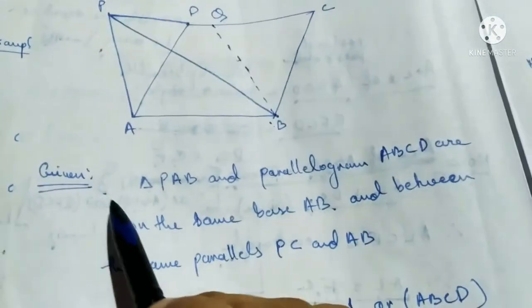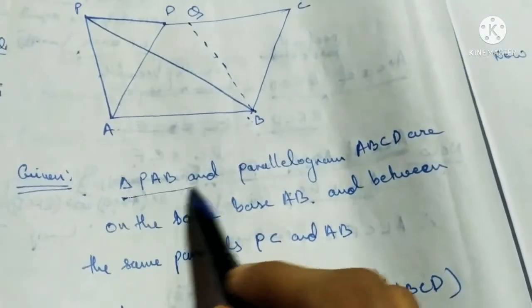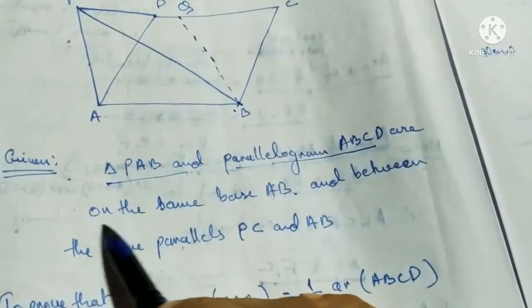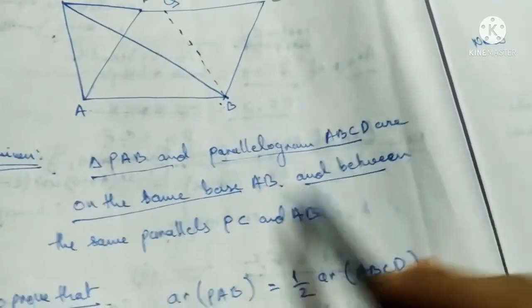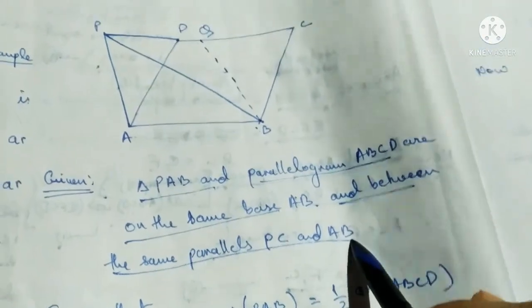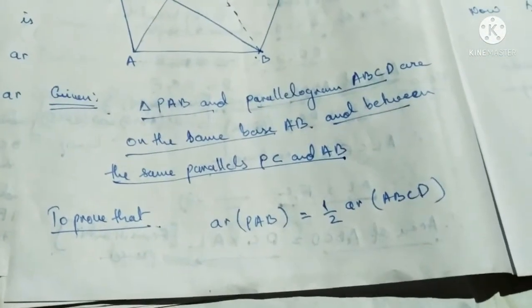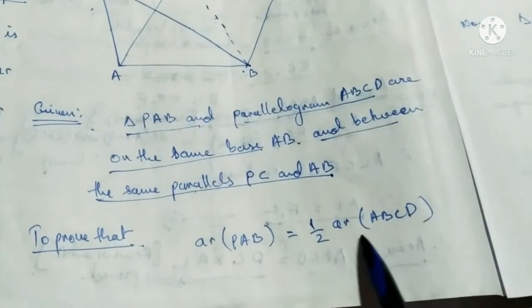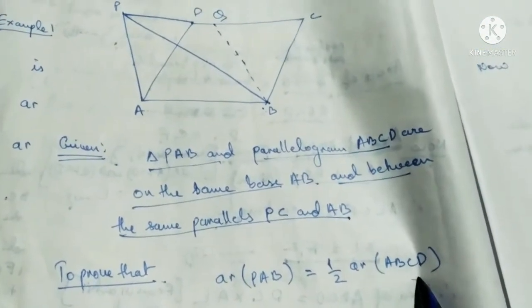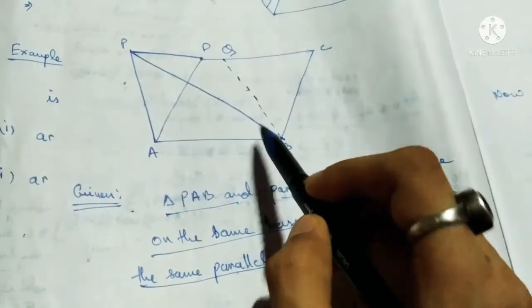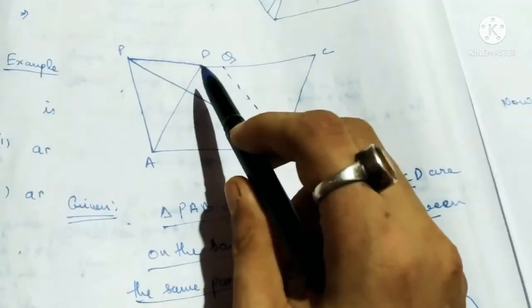First of all, I will write: Given that triangle PAB and parallelogram ABCD are on the same base AB and between the same parallels PC and AB. I have to prove that area of PAB is equal to half the area of ABCD.